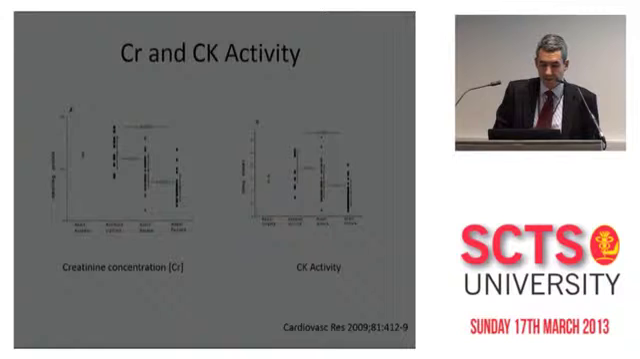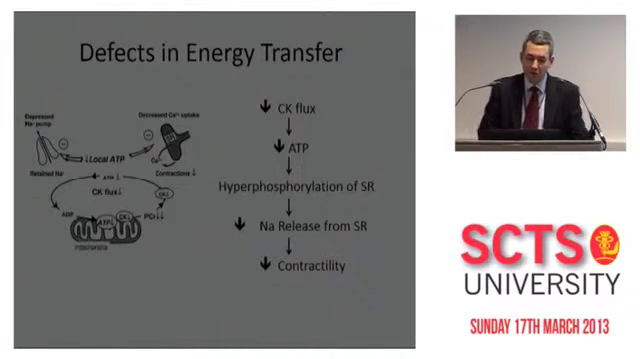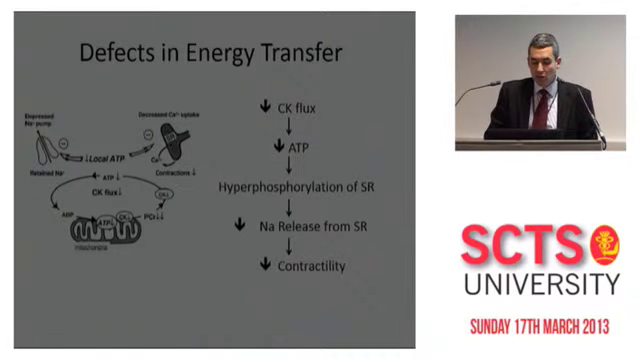in these reactions. So what we end up with is decreased CK flux, and we end up with decreased ATP. This results in hyperphosphorylation in the sarcoplasmic reticulum, which reduces calcium release from the sarcoplasmic reticulum, and this ends up reducing contractility.